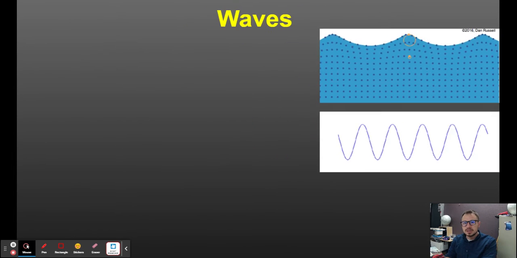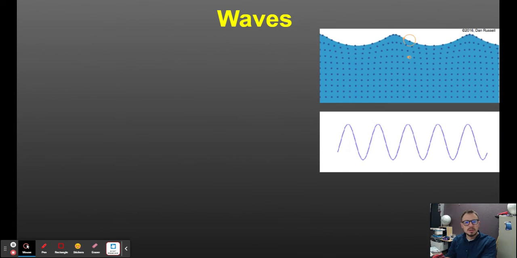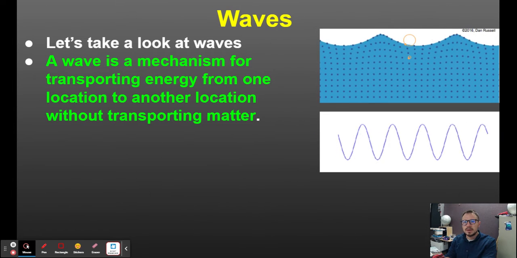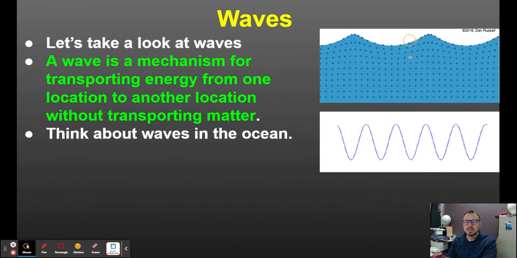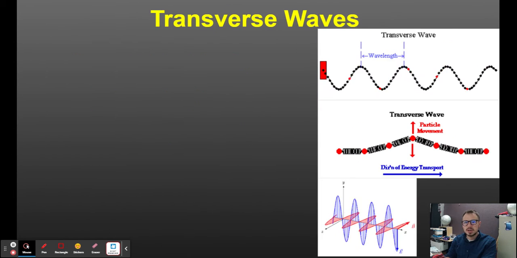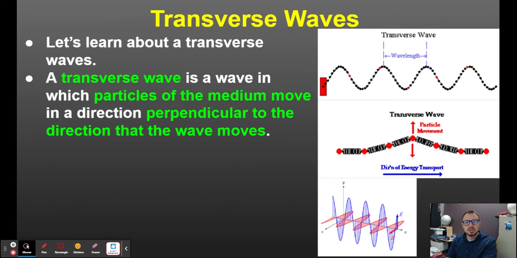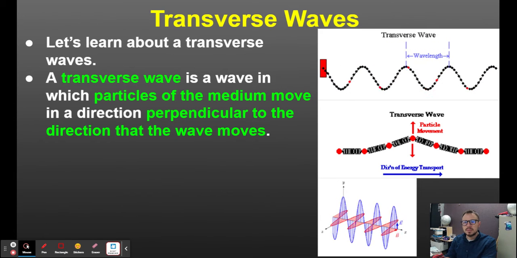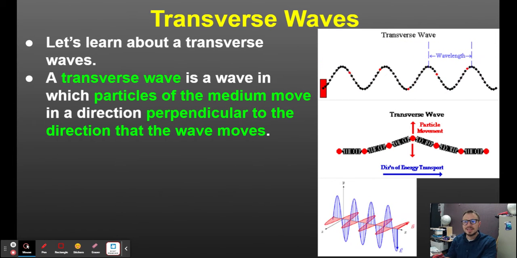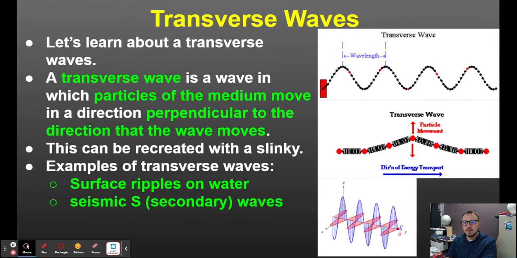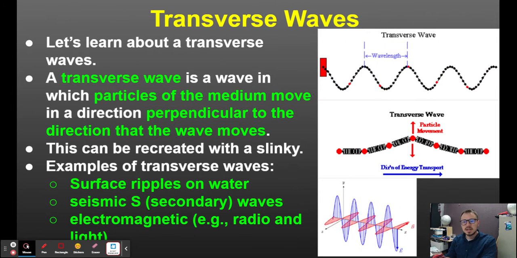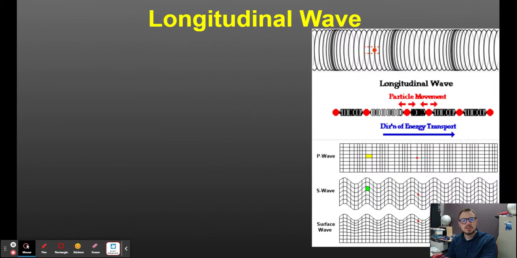All right, so let's see what we learned last week. A wave is a mechanism for transporting energy from one location to another location without transporting matter. So think about waves in the ocean. Then we learned about transverse waves, waves in which particles in the medium move in a direction perpendicular to the direction that the wave moves. Surface ripples on the water, seismic secondary waves, and electromagnetic waves are all examples of transverse waves.